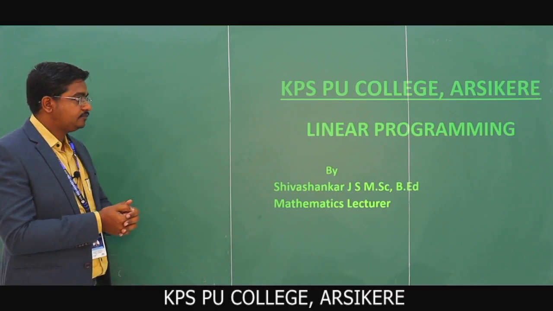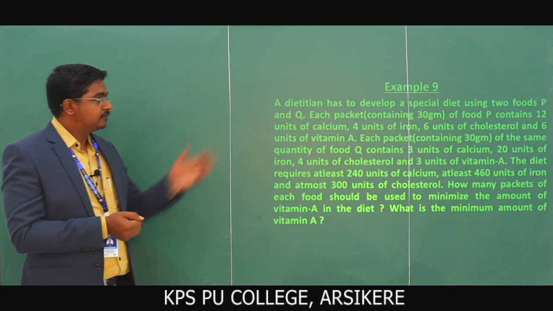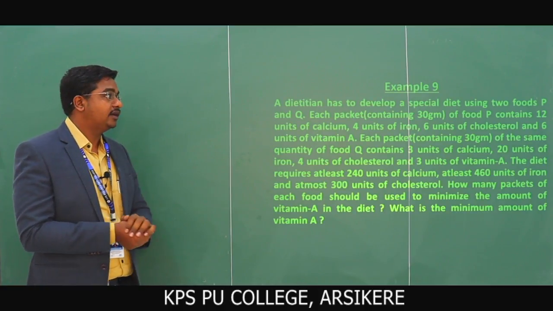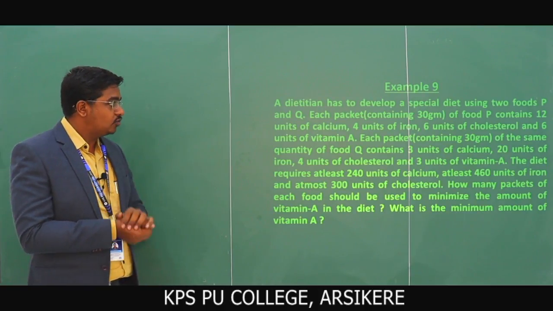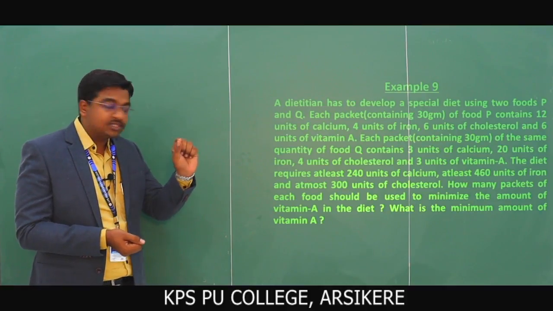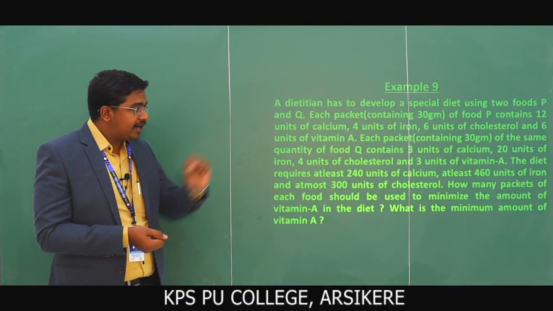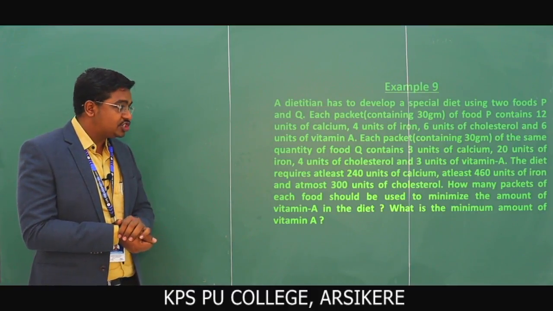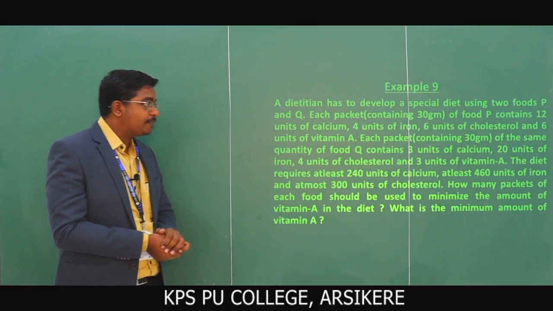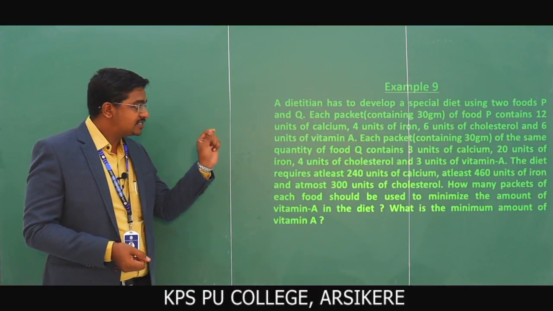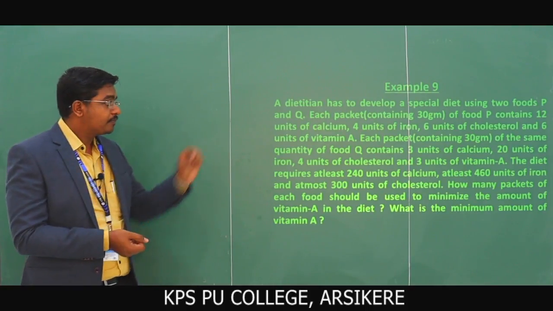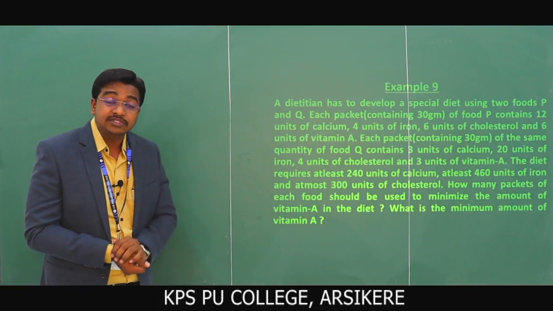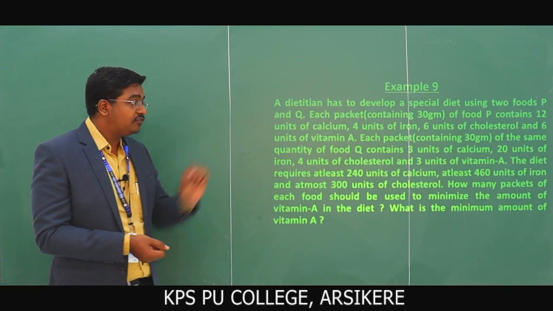Next problem, yes slide. This is example 9. A dietitian has to develop a special diet using two foods P and Q. Each packet, so one packet is equal to 30 gram of food P, contains 12 units of calcium, 4 units of iron, 6 units of cholesterol and 6 units of vitamin A. Each packet of the same quantity of food Q, that is 30 gram, contains 3 units of calcium, 20 units of iron, 4 units of cholesterol and 3 units of vitamin A.